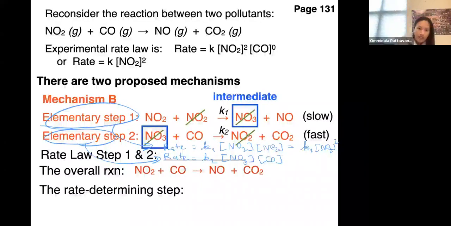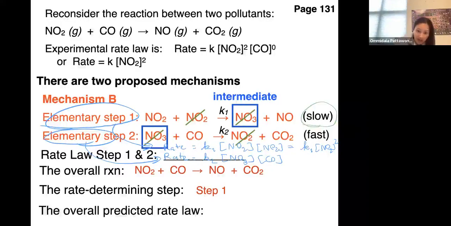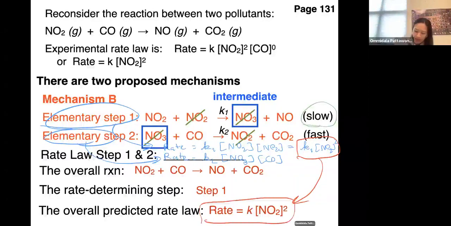Okay, so which step is the rate determining step? Well, it said step 1 is the slowest, so in this case, step 1 is the rate determining step. Because step 1 is the rate determining step, the overall rate of this reaction is determined by step 1. That means the predicted rate law comes from step 1, so it's going to be this one right here. The reason I'm able to use this is that it comes from step 1, our rate determining step.